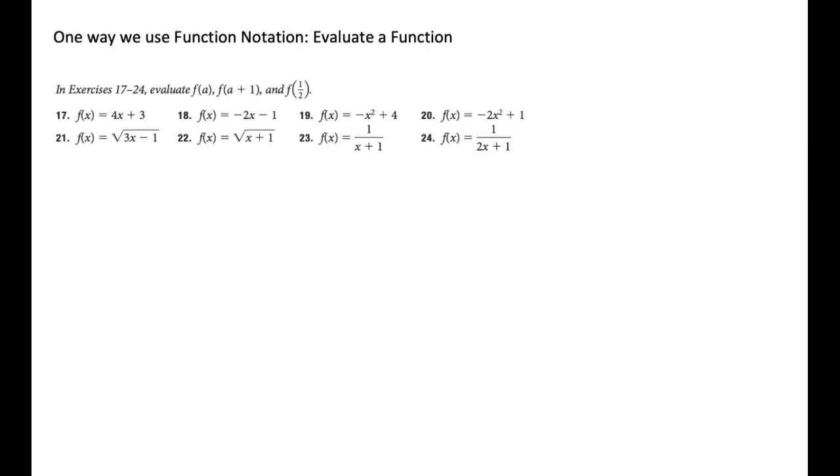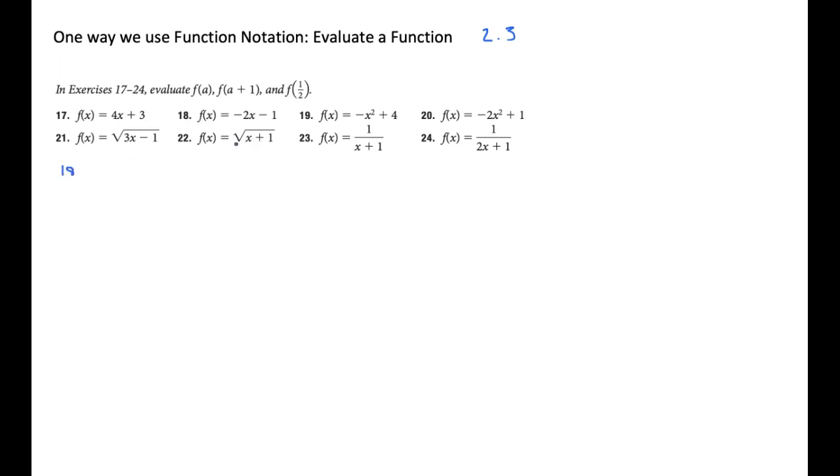One way that we use function notation is to evaluate a function. It's very useful for this, and so I made a picture of problems 17 through 24 in the back of section 2.3. So again, we're on section 2.3, so make sure you know where to look for these. I think it's a good idea to practice these because they're simple, but if you don't understand how to use them and practice a few times, you may have some misconceptions. So make sure you practice these. I'll just do a couple of these.